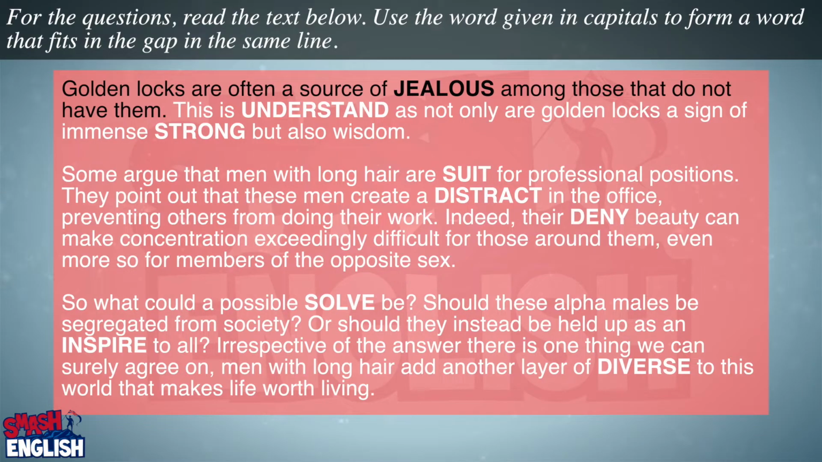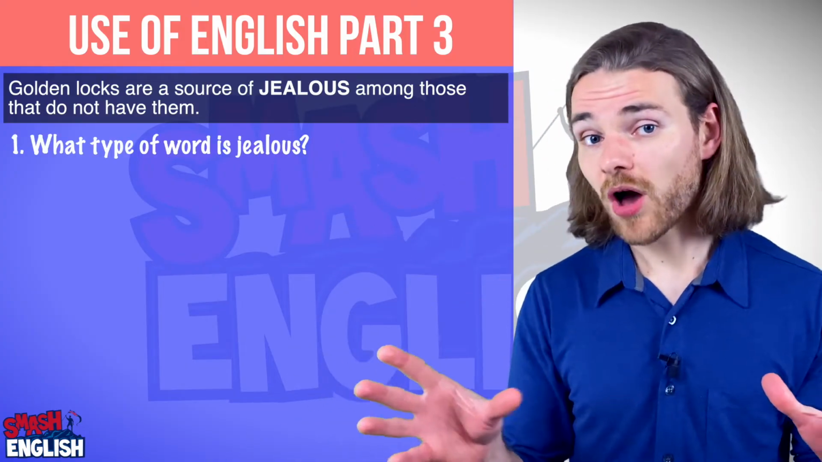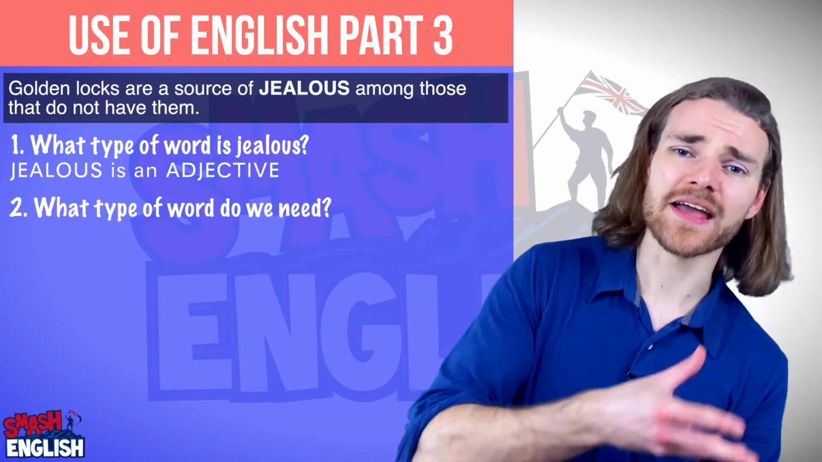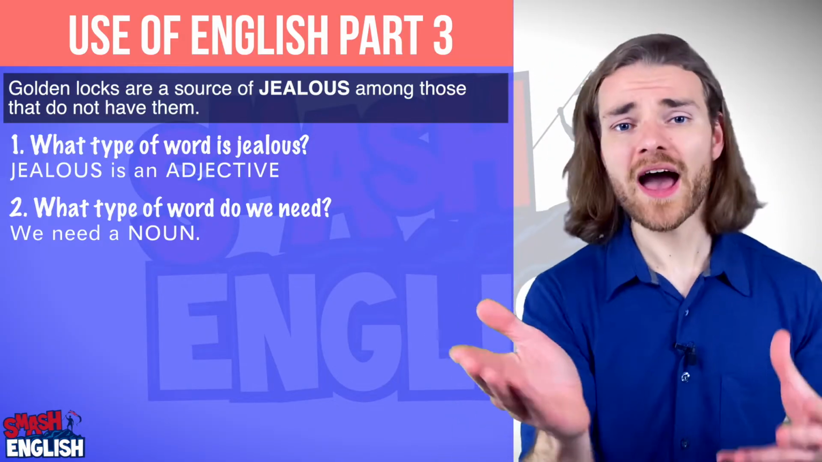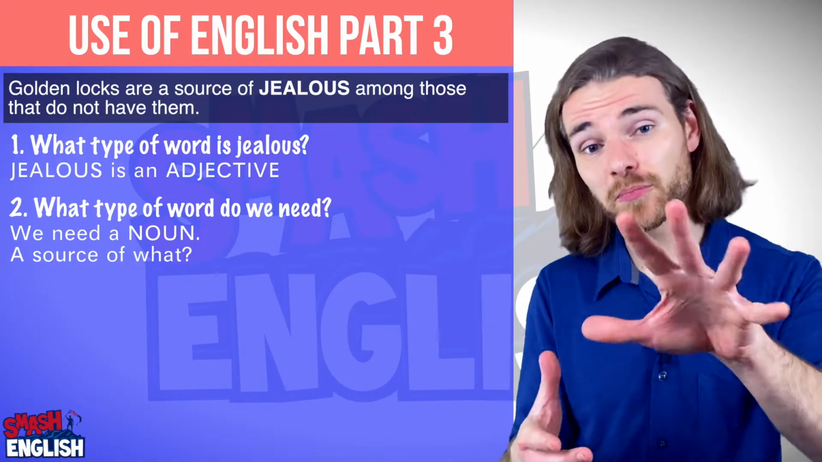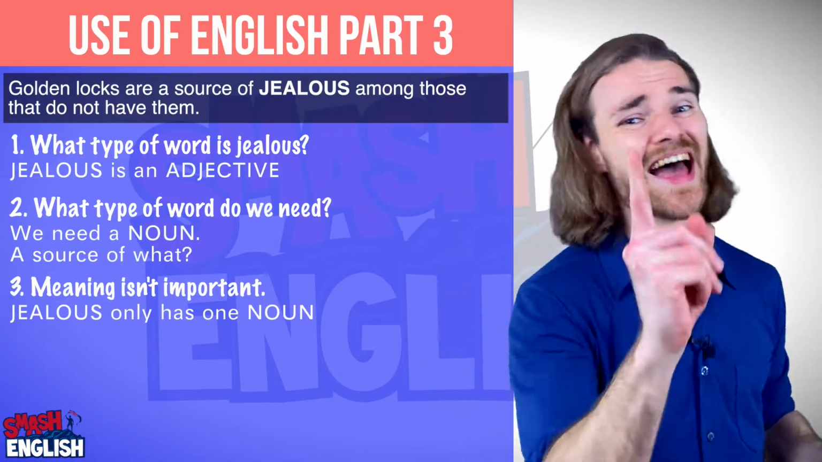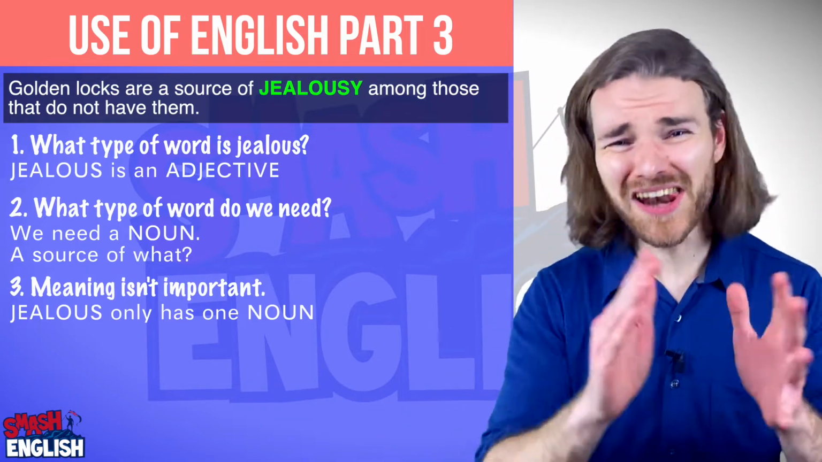Golden locks are often a source of jealous among those that do not have them. Yes, that is very true. And this one is easy, if you know the vocabulary. So, jealous, our word in bold, is an adjective. And in our space, we need a noun, an object, a thing, because we have a source of. Well, a source of what? Only a noun is possible here. And this is simple because jealous only has one noun, which is jealousy. Brilliant. I love that word.